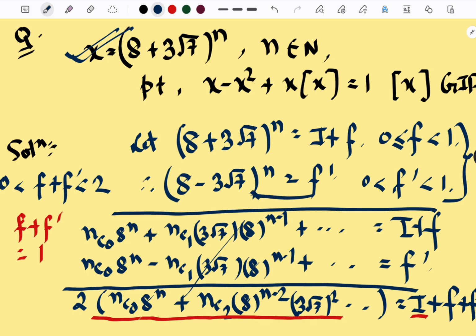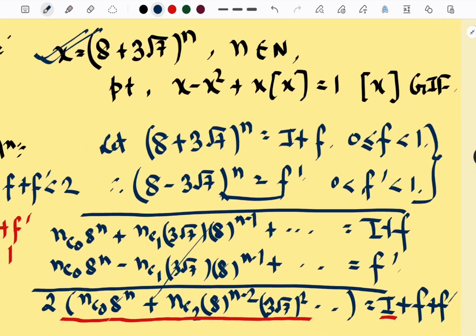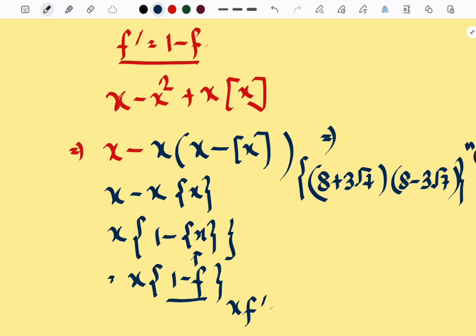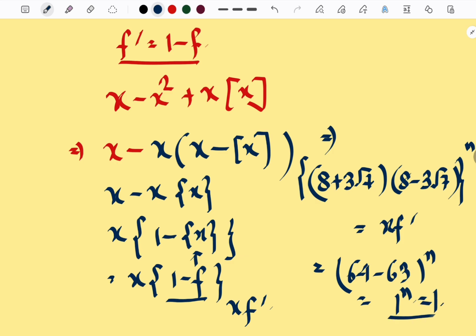We have already written it here. So multiply these two. This will be (8 plus 3 root 7) into (8 minus 3 root 7) to the power n, which is equal to x F dash. So 8 squared is 64, 64 minus 9 into 7, that is 63, to the power n, that is equal to 1 to the power n, which is equal to 1. And this was what we were required to prove. Done.